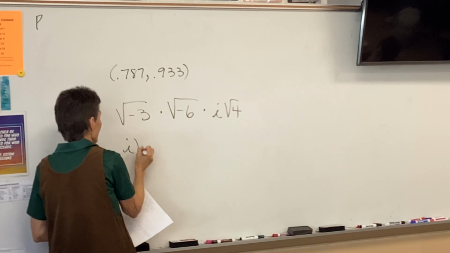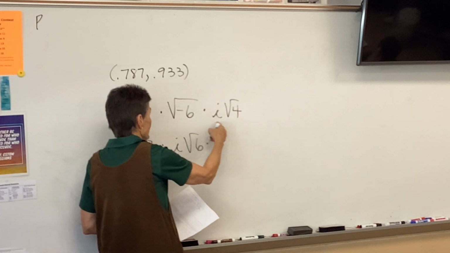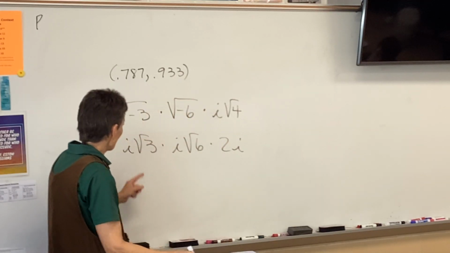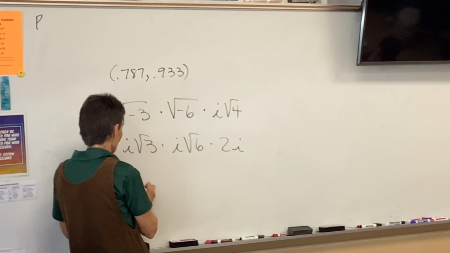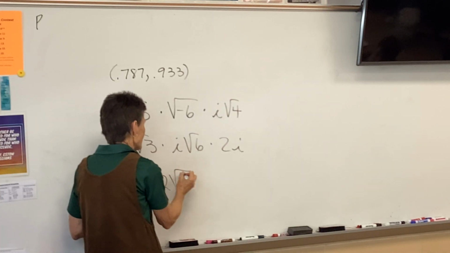So this is going to be i root 3. This is going to be i root 6. This is just going to be 2i. So then I'm going to multiply, it looks like I've got 3 i's, i cubed, and then I've got 2 root 18.